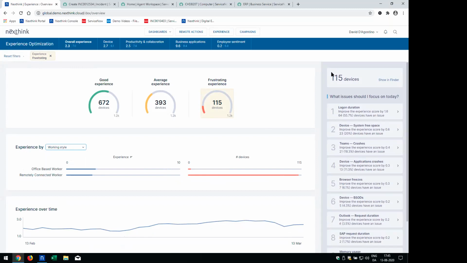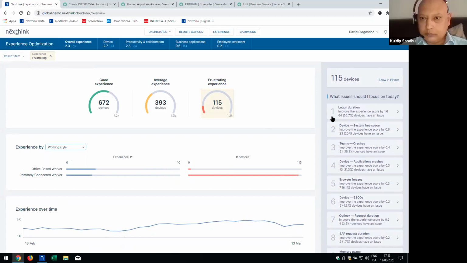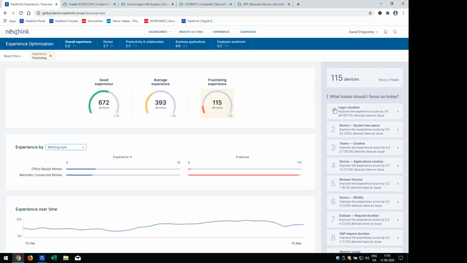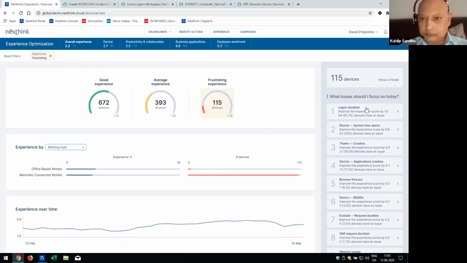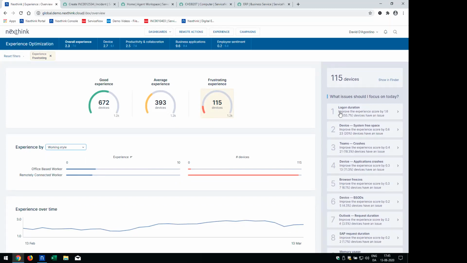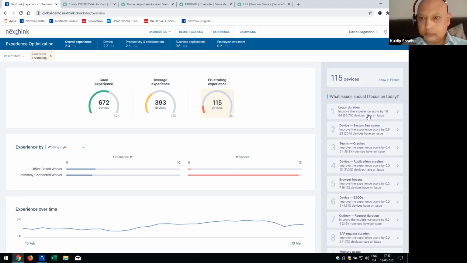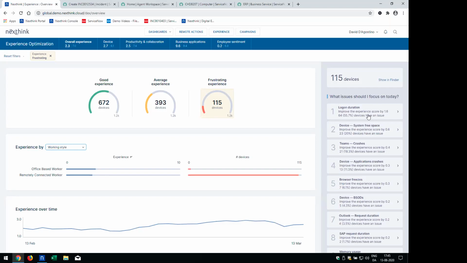If we look at the right-hand side here, we've got another view of those 115 devices where we've actually used the analytics and the machine intelligence to tell us exactly what it is that's causing the biggest, squeakiest wheel in our IT factory. In this particular case, end users working from home are having problems, perhaps because they've got slower bandwidth working from home. The login duration has become unacceptable.